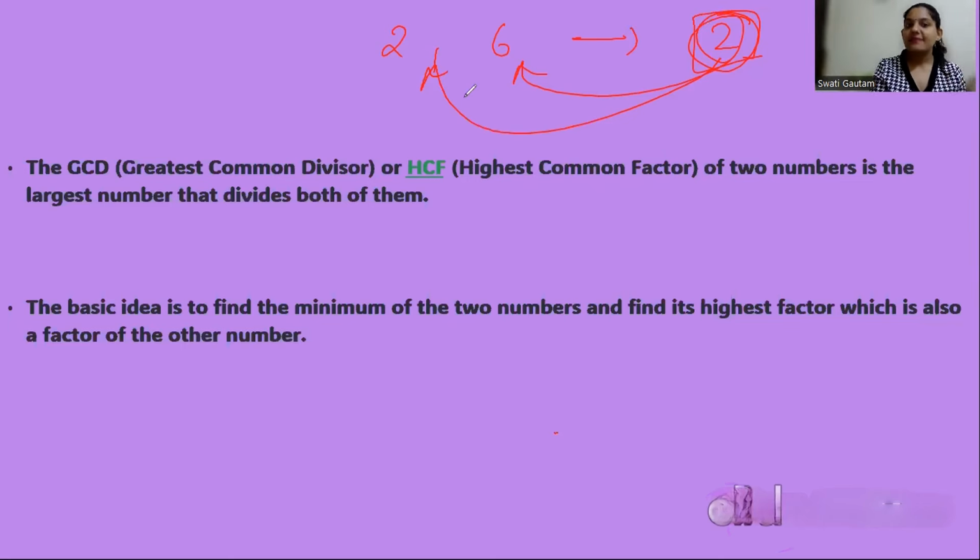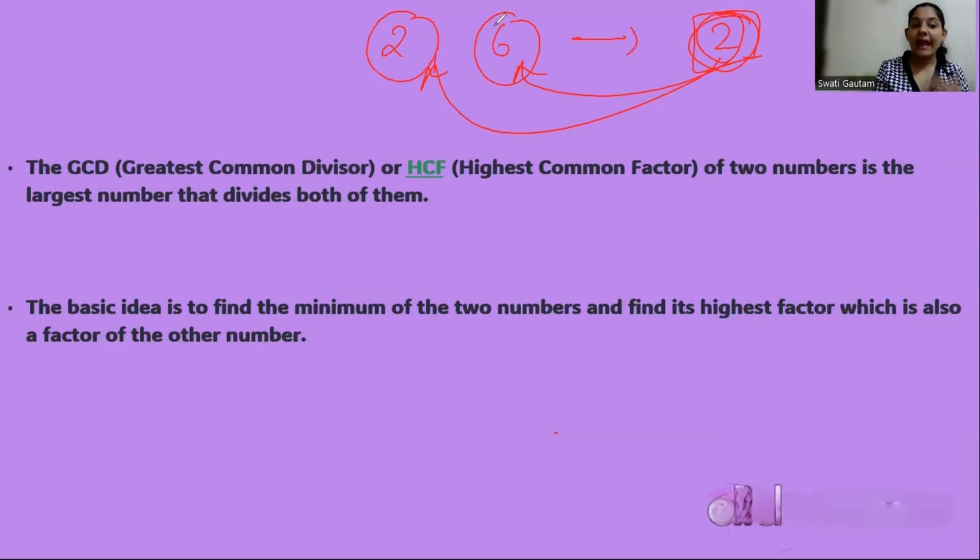There is one thing: you can find the HCF of two numbers and also of more than two numbers. But that HCF should be a divisor of both the numbers, or of all 2, 3 or 4 numbers like that, right? Next, the basic idea is always remember that the HCF you are finding can't be greater than the two numbers. If we are talking about the HCF of 2 and 6, it can't be greater than 2 or 6. If it is not greater than 2, how can it be greater than 6? Okay. So always remember, it can't be greater than either of the numbers.